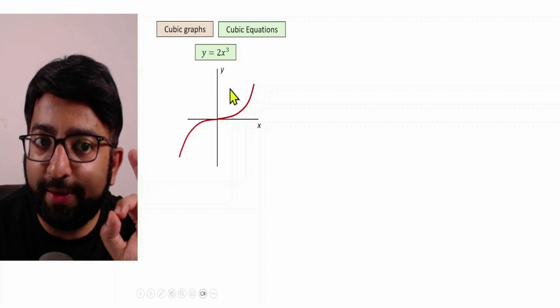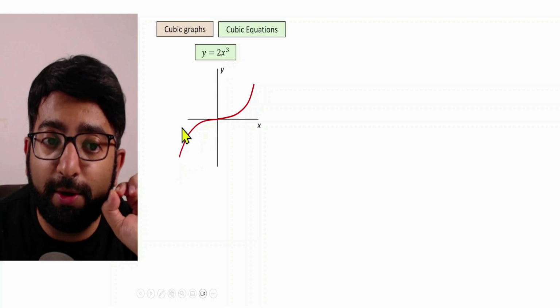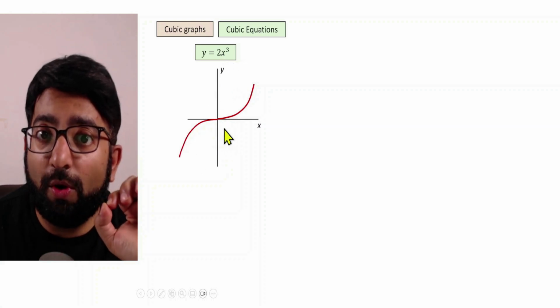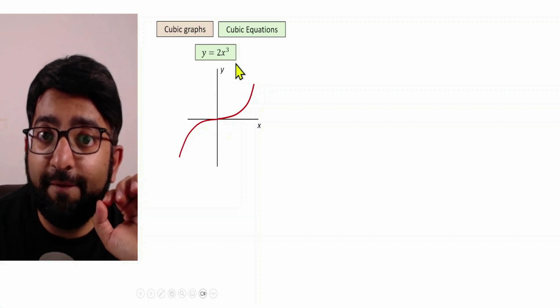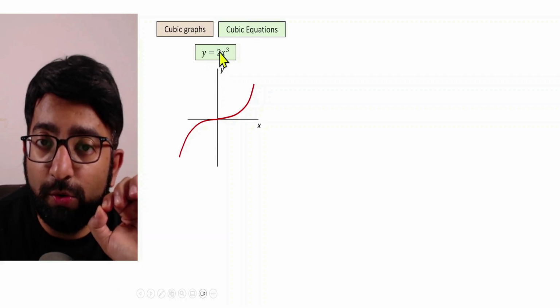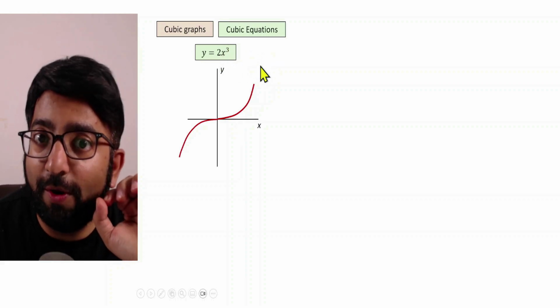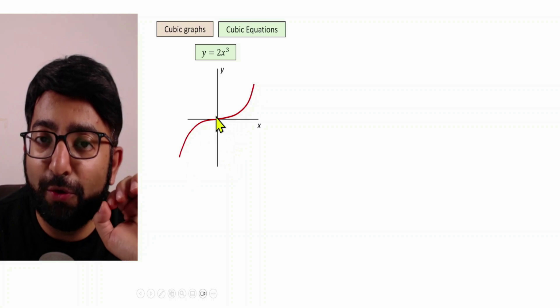So just remember the shortcut. If the coefficient of x cube is positive, then the graph goes from bottom to the top. But it needs to cross the origin since we do not have any constant in front of 2x cube. So it is 2x cube. Y is equal to 2x cube can also be written as 2x cube plus 0. And because of that 0, this graph is passing through the origin.